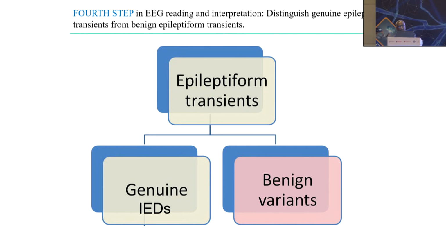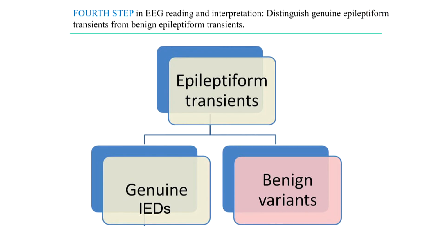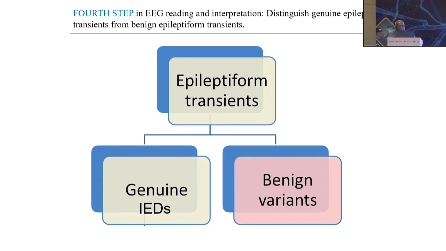And the 4th step is that if they are epileptiform transients, then you have to distinguish between the genuine and the benign epileptiform variants. Because this is where most of the mistakes are made, by misidentifying benign patterns as genuine epileptiform patterns. So the 4th step is an extremely important step, and we'll come back to that.